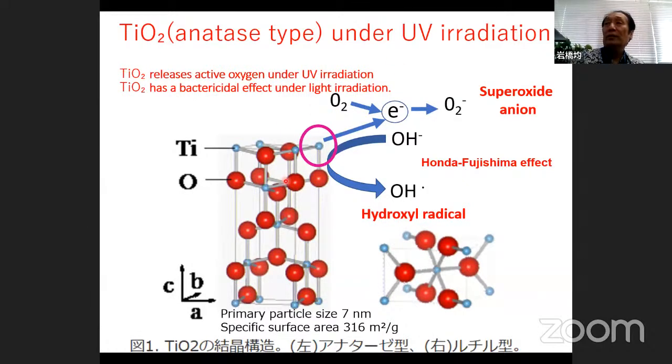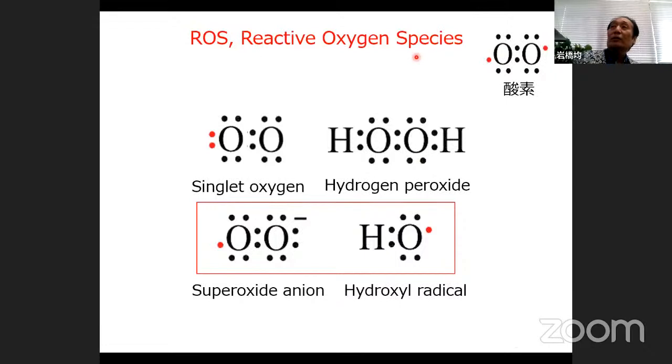Once TiO2 is irradiated with UV, it releases electrons. And if there is oxygen, the electrons bind to oxygen, and this becomes superoxide anion. And here we have no electron, so this has a hole. From hydroxy ions, they take electrons, and as a result, titanium oxide produces hydroxy radical. This is a very oxidative product. Oxidant.